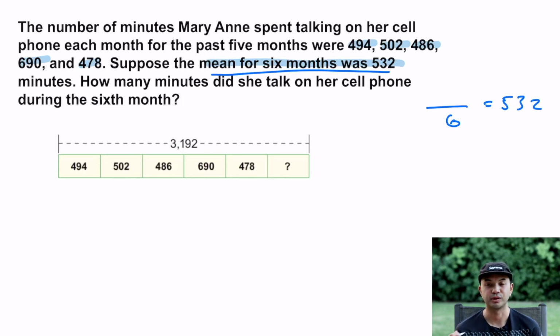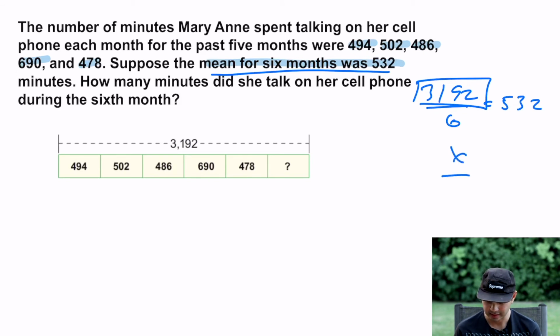Well, you do work the opposite way. 532 times 6 is 3,192. That doesn't mean that they're talking for 532 minutes each month, but if the average was 532, that means if you took a number divided by 6, you get 532. So 3,192. Okay, so this is just like solving one-step equations, right? You multiply both sides by 6, and you get 3,192.